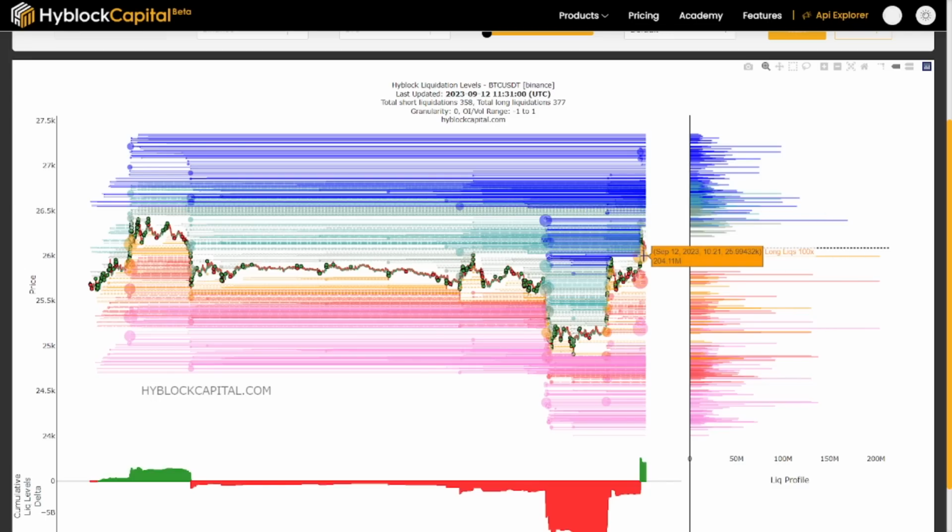Look at this, okay? 25,994, 204 millions worth of long liquidations. We check again here, another 204 millions at 25,700, and another 204 millions at 25,200. All right, so this is a lot of liquidity.